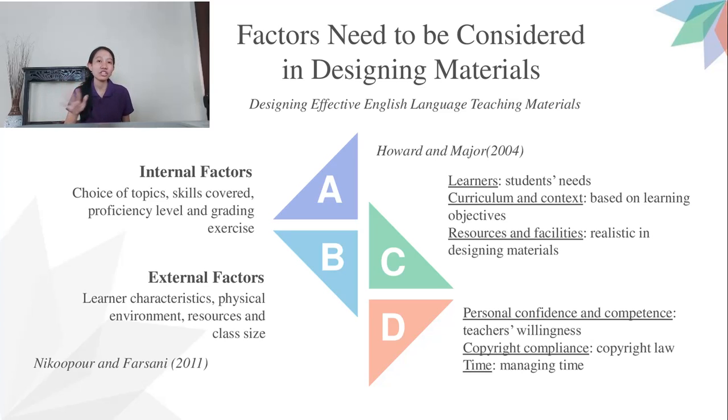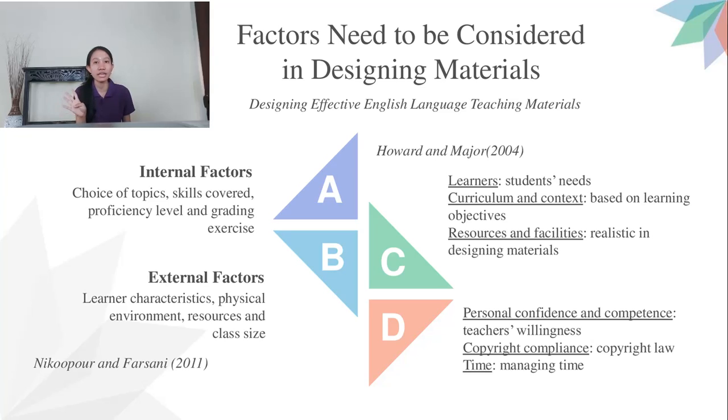Then I jump to the second expert, Howard and Major in 2004, who mentioned six factors in developing learning materials. The first is learners, based on the students' needs. So teachers have to consider the students' needs. And second is curriculum and context, which have to be suitable with learning objectives. Third is resources and facilities to make realistic materials. The teacher has to consider the resources and facilities that they have in the school.